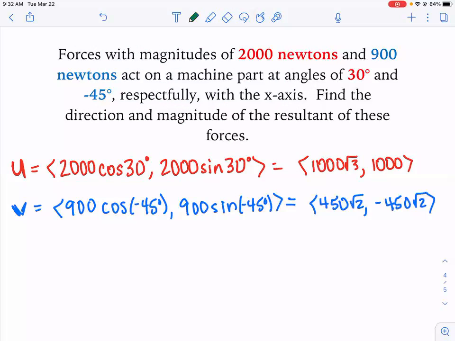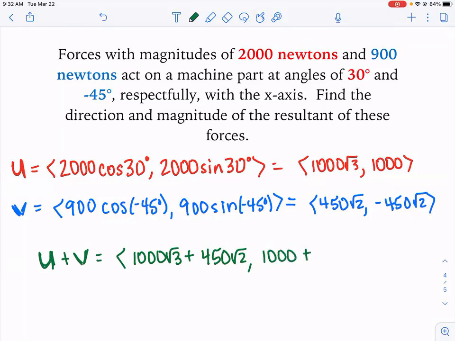Okay, so when we add our two vectors together, we're adding 1000 radical 3 plus 450 radical 2 for our horizontal component. And then we're adding 1000 plus -450 radical 2 for our vertical component. Those aren't nice numbers, and we're going to have to find the direction and magnitude of these guys.